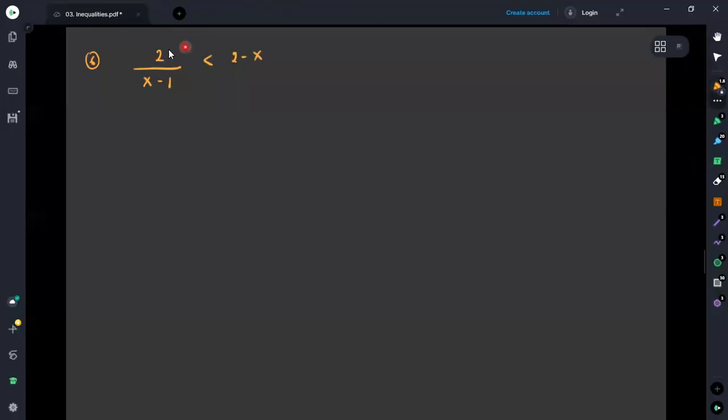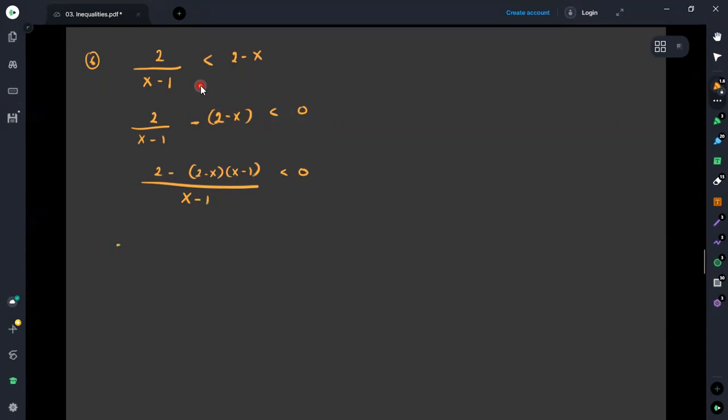Solving this inequality, what we have to do first is take all the terms to one side of the inequality. So I will take 2 minus x to the left hand side. Then I will get 2 over x minus 1 minus (2 minus x) is less than 0. Now we have to take the common denominator. When we take the common denominator, we have 2 minus (2 minus x) into (x minus 1) over x minus 1 less than 0.